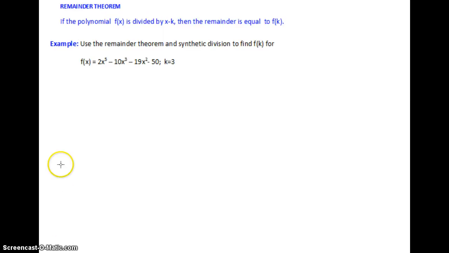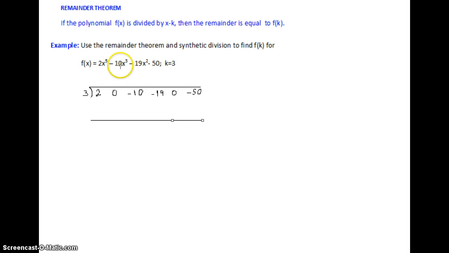Next example. Use the remainder theorem and synthetic division to find f of k for this function f of x when k is 3. We divide f of x by x minus 3 using synthetic division. 2 is the coefficient of x to the 5th. X to the 4th is missing, so we have to write 0. Then negative 10, the coefficient of x to the 3rd. Negative 19 of x squared. The x term is missing, so we write here 0 and negative 50.